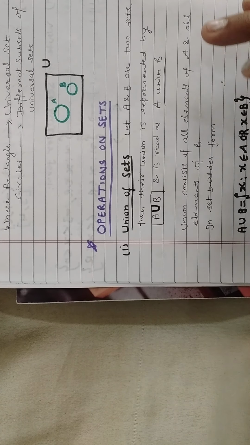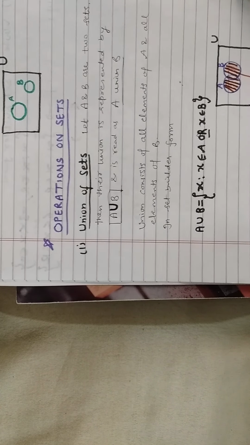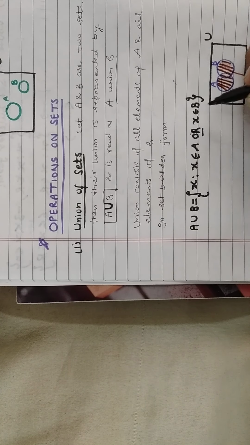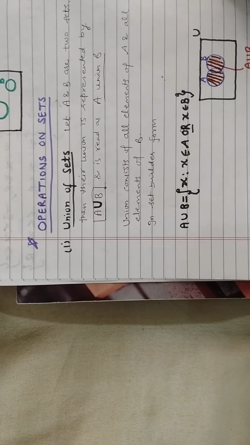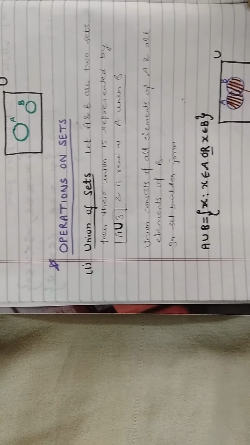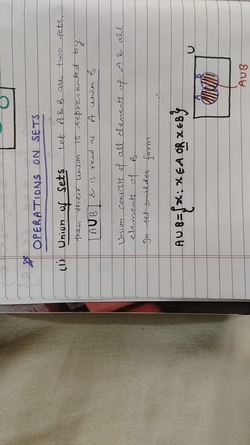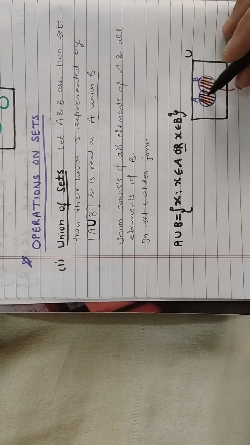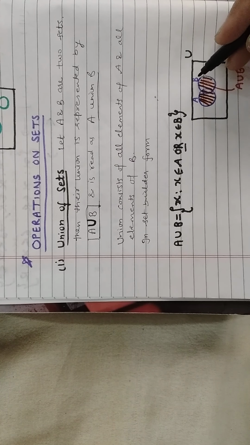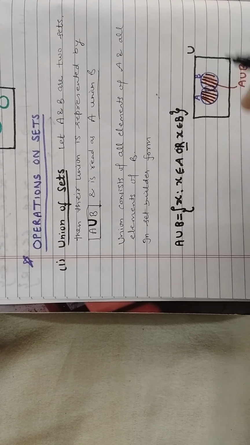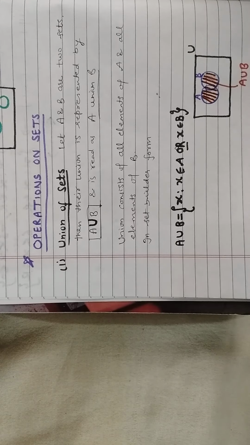Union consists of all elements of A and B. In set builder form, you will write A union B = {x such that x belongs to A or x belongs to B}. It is clear from the Venn diagram. See, this is the Venn diagram for the union. This is the universal set, and there are two sets, A and B. The union is represented by A union B. You will combine all the elements of A and B, so this red portion represents A union B. Whatever is in A or B, you just combine that.